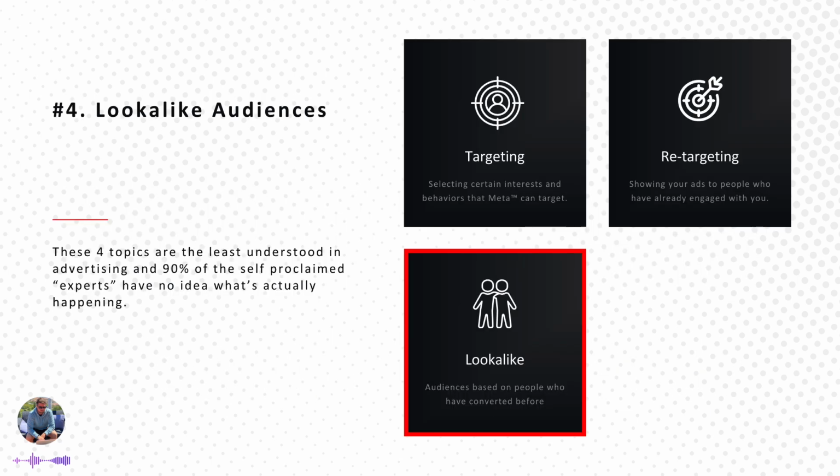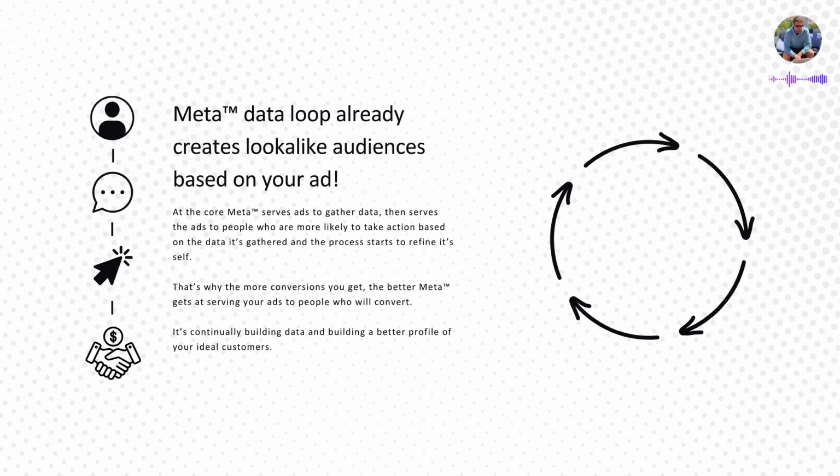And number 4, let's look at lookalike audiences. Now, the Meta data loop is already creating lookalike audiences based on your ad and every ad that you serve. So at the core, Meta is serving your ads to gather data, and then it's serving your ads to people who are more likely to take an action based on the data that it's gathered. And the process starts to refine itself. So again, that's why the more conversions you get, the better Meta gets at getting you conversions. So it's continually building data and building a better customer profile on each ad that you're serving. So essentially, it's creating lookalike audiences automatically.